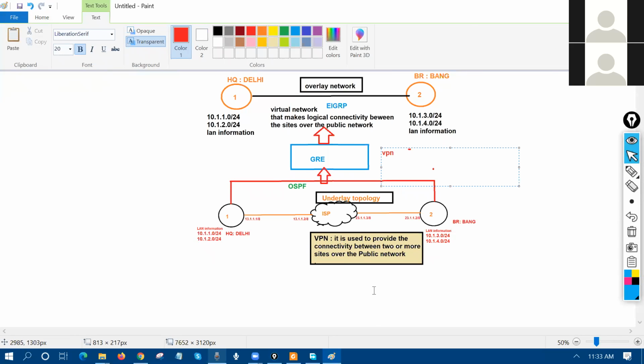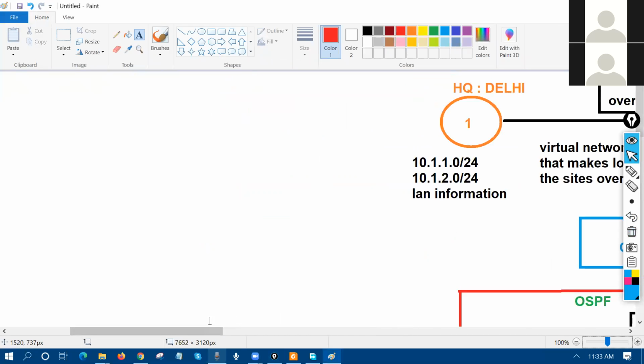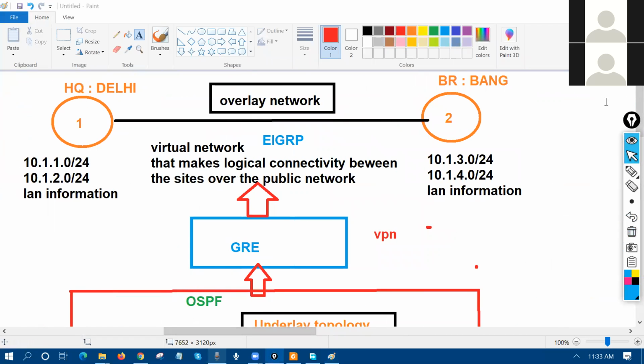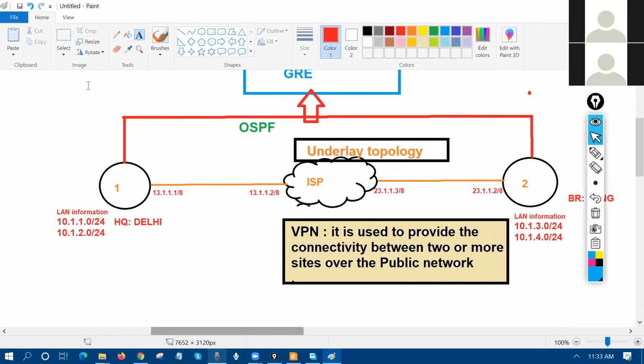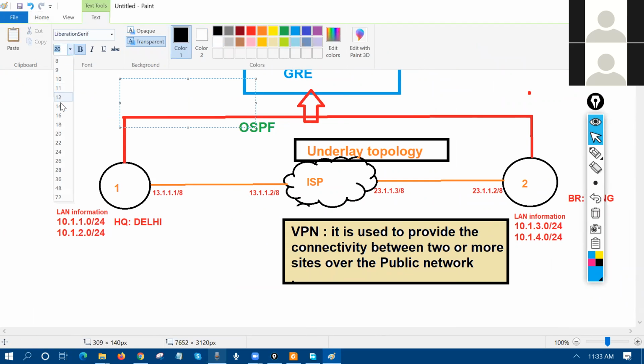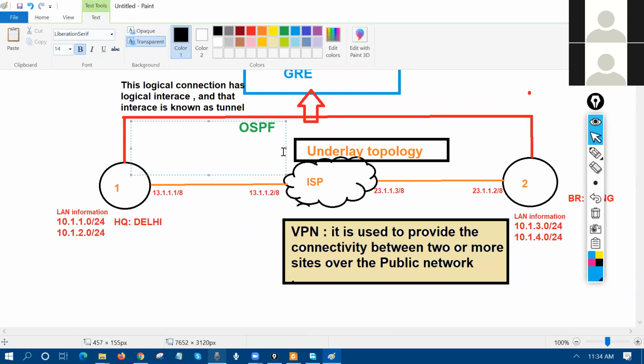How do I do that? As I told you, this is my logical connection. This logical connection has a logical interface, and that interface is known as a tunnel. So I'm going to define it: you have the tunnel identification, you have an interface tunnel.